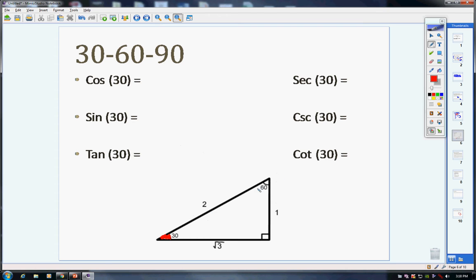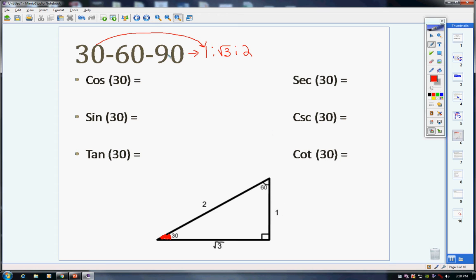The side ratio of a 30, 60, 90 is 1, square root of 3, 2. We always start with the shortest and go to the longest side when we talk about these ratios, because we start with our smallest angle and go to our biggest angle. And so that way they have a good correlation. The smallest side will be opposite the smallest angle, so that's why we have 1 here.